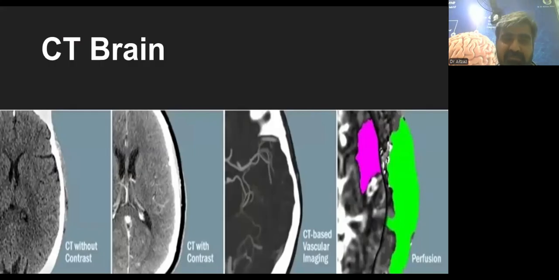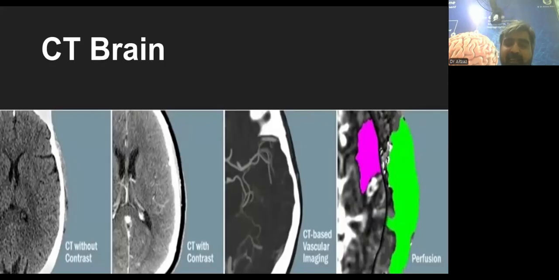These are the different sequences of the CT brain, from left to right: CT scan brain plain, then CT scan brain with contrast. Just 1 minute before, she told us, and as a neurosurgeon, how it's a CT scan contrast. So see how the CT scan contrast looks. Later on we will see the peculiar radiological characteristics that show it is a contrast. The third one is CT angiography, and the fourth one, CT perfusion.